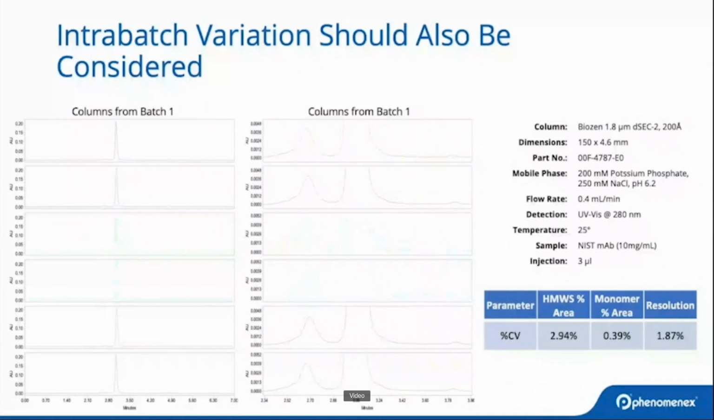Looking at intra-batch, so columns within the same batch to see what variation is like, and indeed results for the 3 aforementioned chromatographic parameters are still below 3% in CV. Variation actually looks very similar to the inter-batch variation. So what this really tells us is that the variation to be expected in size-exclusion columns may be a little more than we've seen in other techniques, but all offer extremely high robustness for this particular type of methodology.